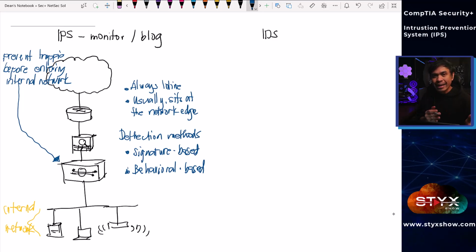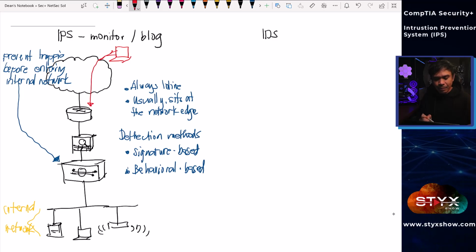This is when the IPS uses database of known vulnerabilities or known attack patterns. So this type of attack can be easily identified. Okay, behavioral base. So what's the difference? Okay, before we talk about the difference, here is how IPS works in action. So let's say we have an attacker. Okay, so somewhere in the internet, it sends traffic patterns.